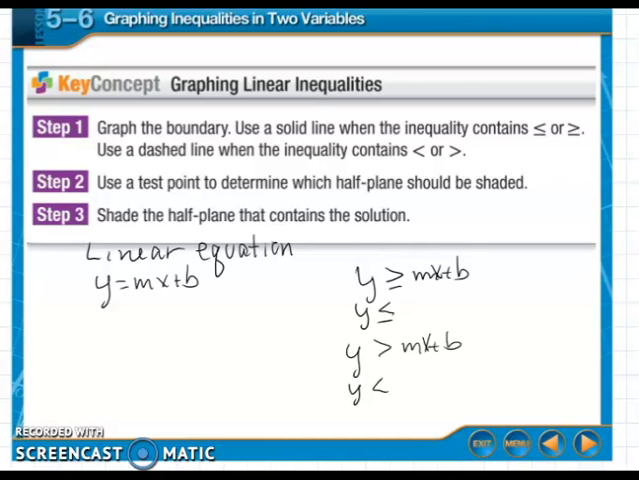So you need to know that first, you're going to graph a boundary line. You use a solid line when the inequality contains less than or equal to or greater than or equal to. And the dashed line is used when the inequality contains greater than or less than. Step 2 is you're going to use a test point to decide which half plane should be shaded.